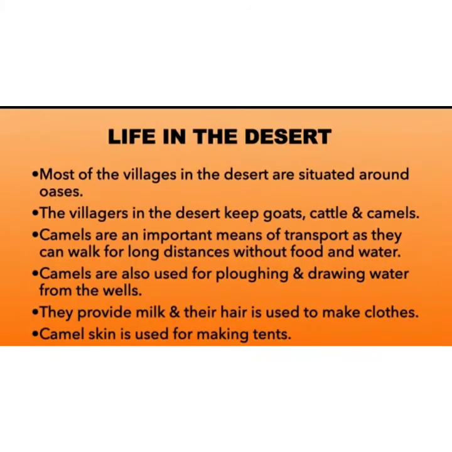Apart from growing a few crops, the villagers in the desert keep goats, cattle, and camels. Camels are an important means of transport as they can walk for long distances without food and water. Camels are also used for plowing and drawing water from the wells. They provide milk and their hair is used to make clothes. Camel skin is used for making tents.